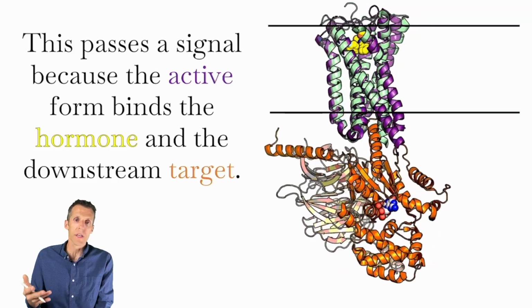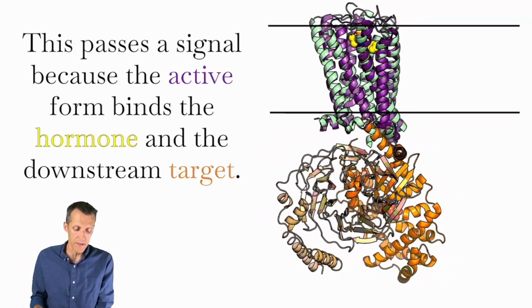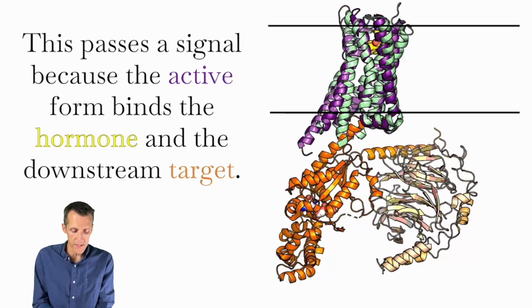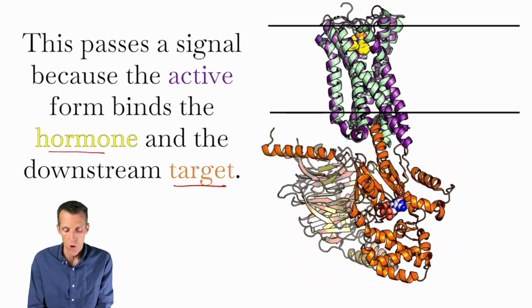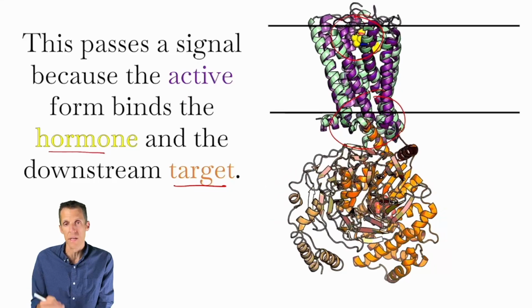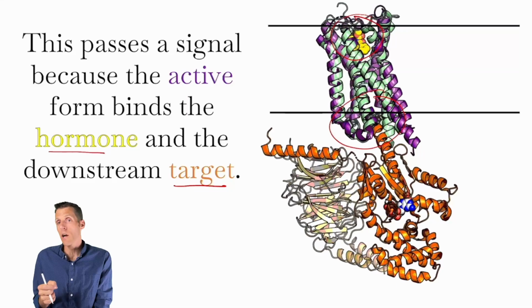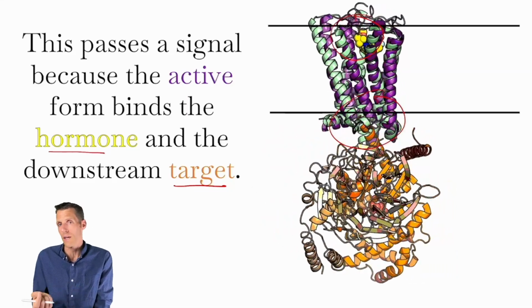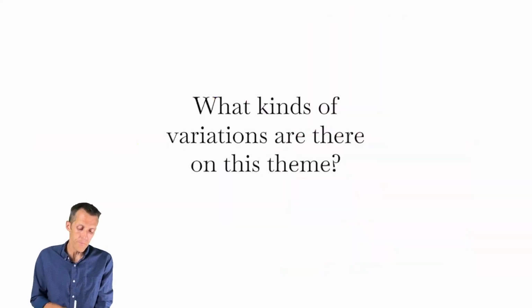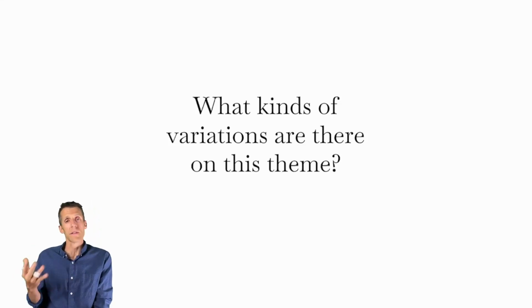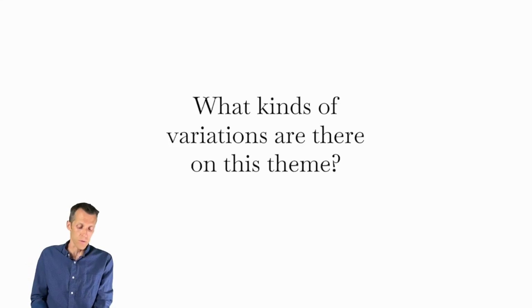The reason that this works and actually passes a signal is because this active form in purple binds to both the hormone and the downstream target. When it binds to the target, it activates because it opens up the spot to bind to the target. So which state binds to which target actually helps to set how these receptors work and what the logic of these systems is. We're going to talk about 3 different variations on this basic theme today that we see biologically. The first one is more theoretical, the sort of thing we might see in the exact way we've been talking about the GPCRs. And then the other 2 are some very cool, very specific systems that do specific things.